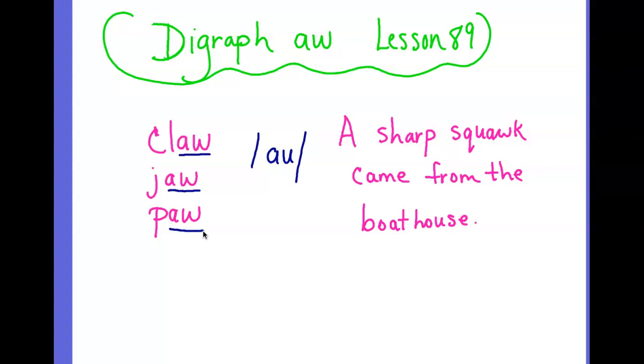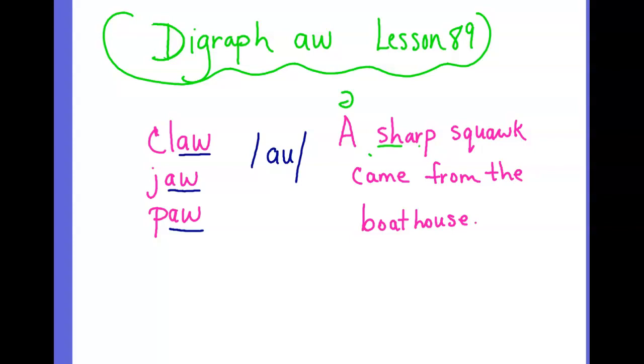All right, so now I want you to look at the sentence over here that has been written. It says, a sharp squawk came from the boathouse. We're going to code this sentence. There's a few that will apply to the rule that we just talked about, digraph AW. So what I'd like for you to do is write it down. I'm going to let you work ahead of me. I'm going to pause a minute. You pause the video and see if you can do it the same way I do. Okay, let's see how you did. See if you matched me.